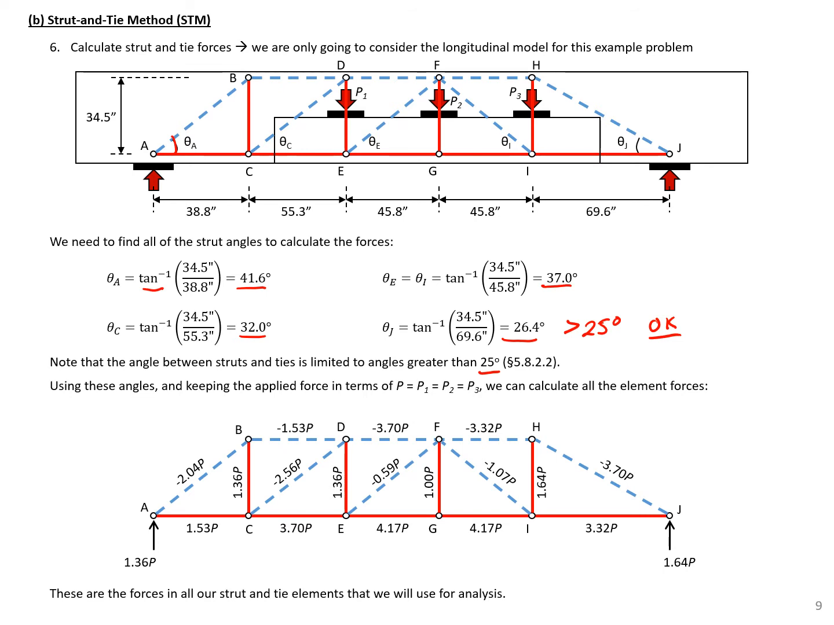we satisfy that rule. So then using these angles and the dimensions and our loads, we can figure out the different forces in our model. You can see here I determined all the forces with respect to P, and P here is a load that's applied by one of our load points. So P1 equals P, P2 equals P, and P3 equals P. So at any given time, we'll have a load of 3P on the system. So you can see that that lines up with our support reactions.